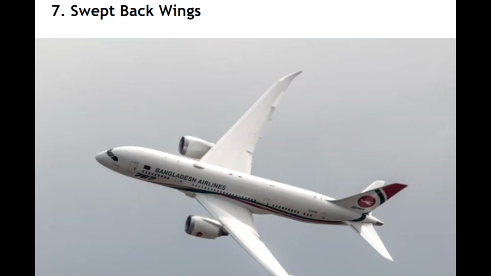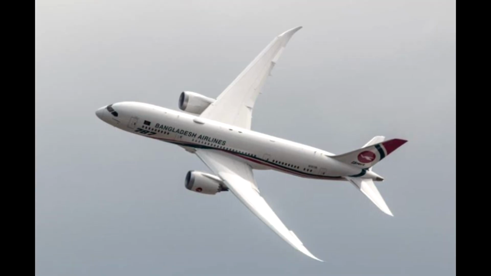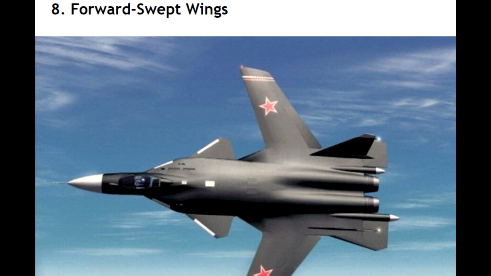Okay, this is an aircraft with swept-back wing. The majority of high-speed commercial aircraft use swept-back wings. Swept-back wings reduce drag when an aircraft is flying at transonic speed. Okay, this is the aircraft with forward swept wings. Very few aircraft use this type of wings.